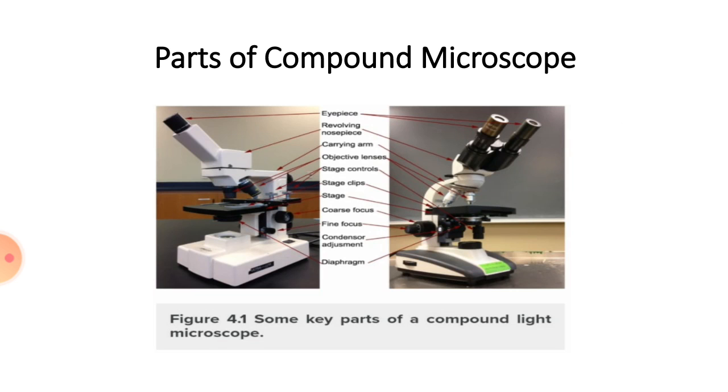In this slide you are seeing that I have shown you some parts of the compound microscope like eyepiece, revolving nosepiece, carrying arm, objective lenses, stage control, stage clips, stage, coarse focus, fine focus, condenser adjustment, diaphragm. Let us study these parts in some detail.